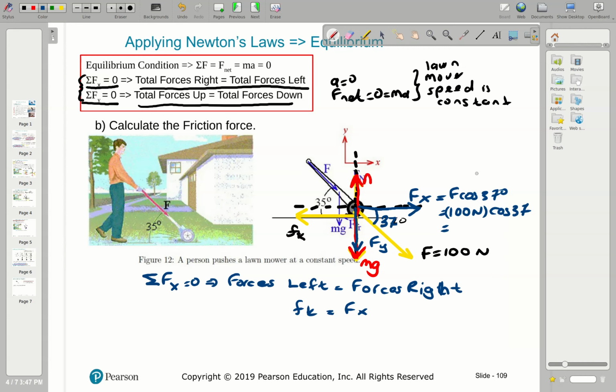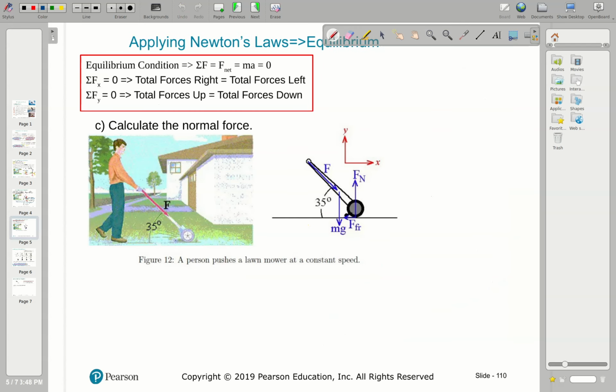In previous lectures, we learned that the unit for force is Newton, and we use capital N for that. So get comfortable with that. Once we do that, we're going to find Fx to be 79.87 Newton, and that's exactly what my kinetic friction force is, 79.87 Newton. How did I find it? Forces to the left are equal to forces to the right. Alright, that's B.